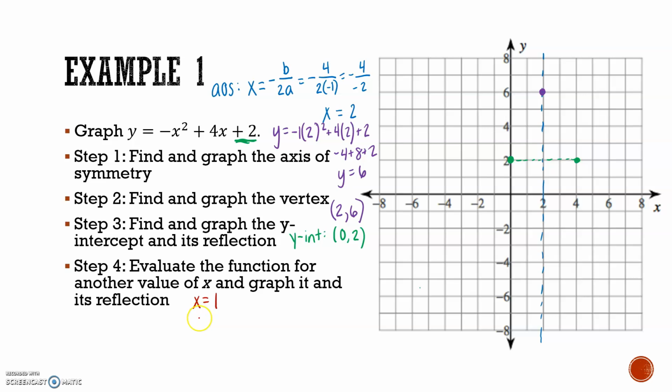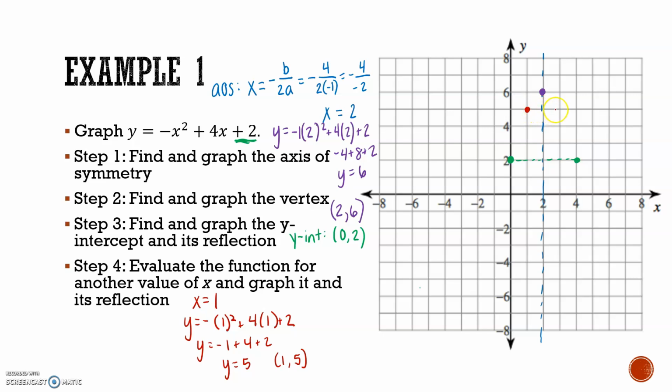And we get y equals -1 squared plus 4 times 1 plus 2. So this would give me y equals -1 plus 4 plus 2. So it'd be 3 plus 2, which is 5. So I've got the point 1, 5. So I'm going to go over 1, up 5. And then I'm going to graph its reflection.